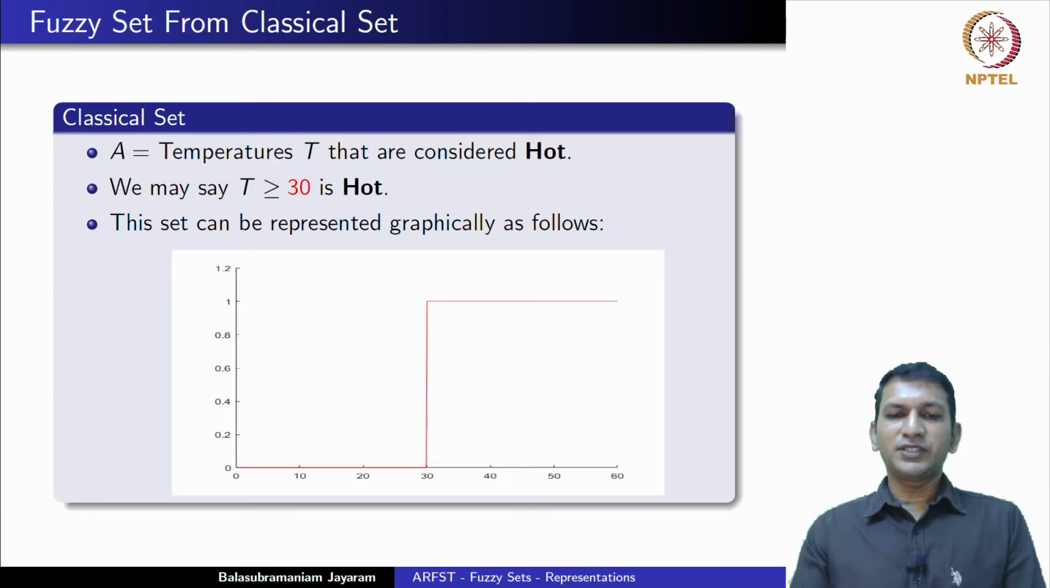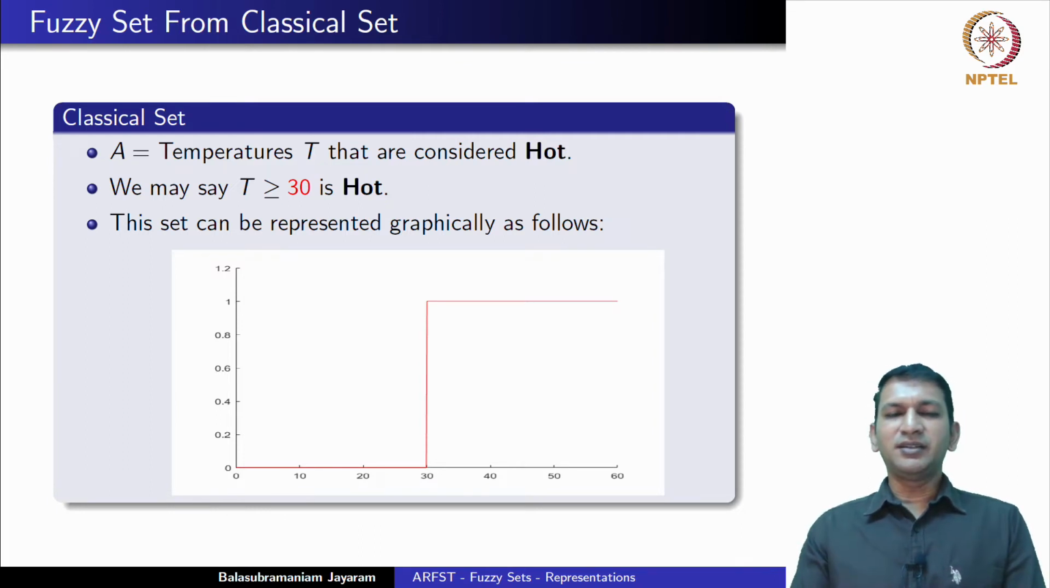So, graphically it can be represented perhaps like this. If you fix the domain to be between 0 and 60, then everybody till 30 or less than 30 is not hot. So the value that the characteristic function takes on the codomain is 0, and everybody from 30 onwards takes the value 1.